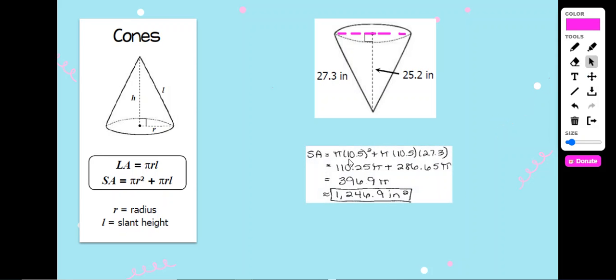So surface area, you ended up with 10.5 as your radius, or 21 as the diameter. Hopefully you set that up as x squared plus 25.2 squared is equal to 27.3 squared, and then just solve that out. And then you're using slant height. Please remember to use the slant height of 27 here, not the actual elevator height.